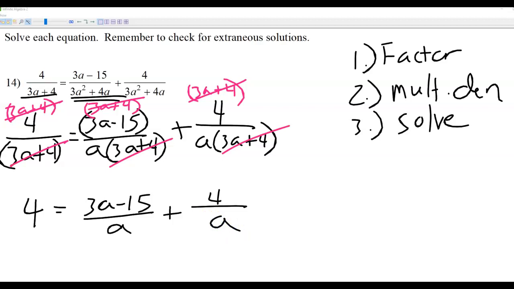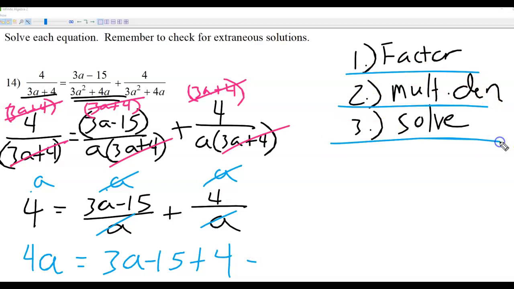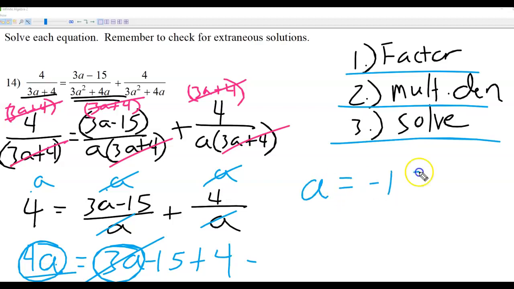Let's go ahead and multiply one more time now. So I'm going to multiply by a times a and times a. And on these last two, the a's go away. And we're left with 4a equals 3a minus 15 plus 4. Okay, so from there, we factored, we multiplied our denominators, now we just have to solve. So I'm going to subtract 3a on both sides. So subtracting 3a over here gets rid of the 3a. And subtracting 3a from 4a leaves us with 1a. And on the right side, we have the negative 15 and 4, which can be combined to make negative 11.